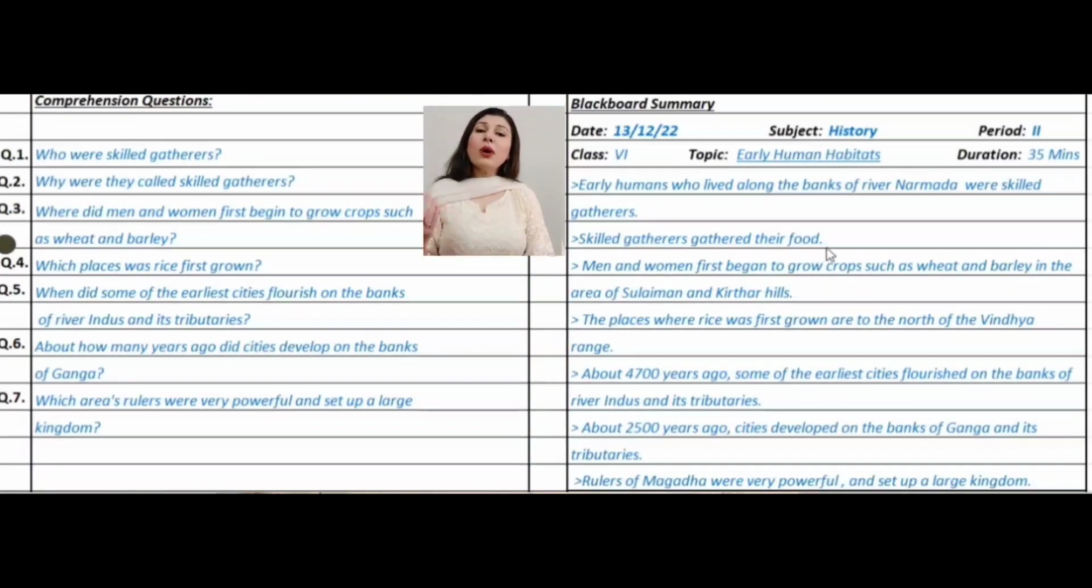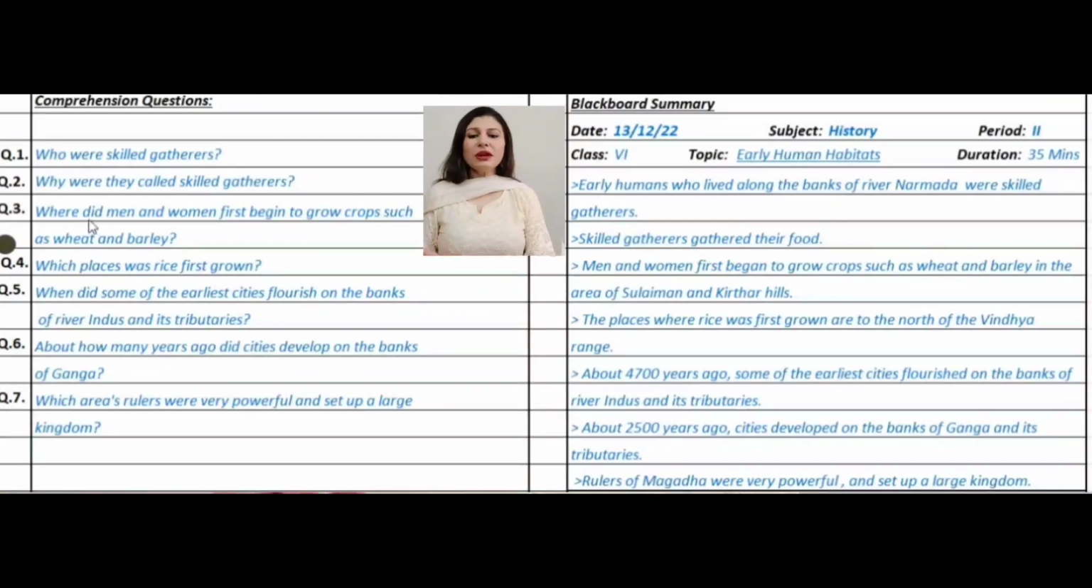They knew about the vast wealth of plants in the surrounding forests and collected roots, fruits and other forest produce for their food. They also hunted animals. So they'll give this answer because you have already taught them all these things. But here in the blackboard summary, you can just write, skilled gatherers gathered their food.